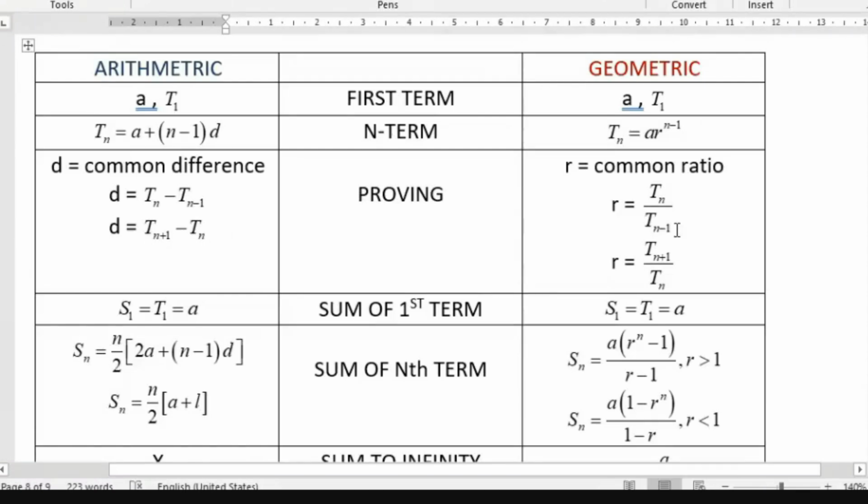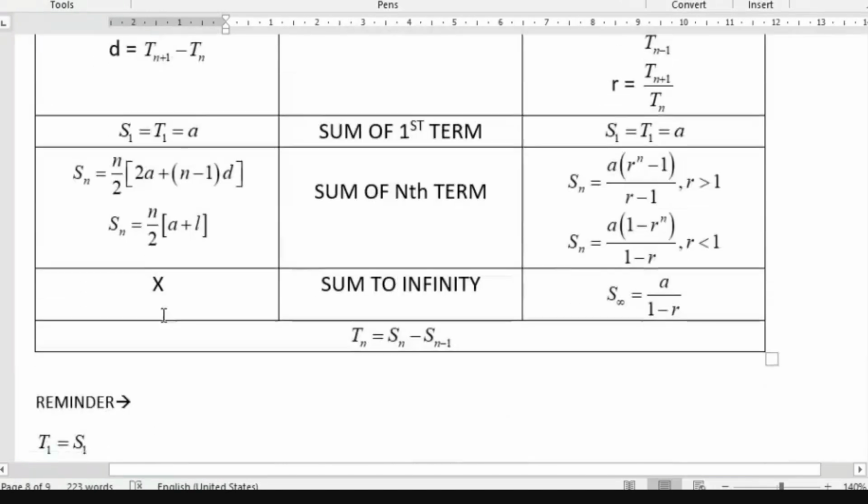So for geometry, we just divide. So janji that term divided by the term before it. Okay, so sum of the first term, actually it is equal to T1 and actually it is equal to A. They are the same. And then sum of n terms, when you want to add some more terms together, the formula will be different. So you can see if your common ratio for geometry r is greater than 1, they will start from r minus 1. If r is less than 1, they will use 1 minus r.